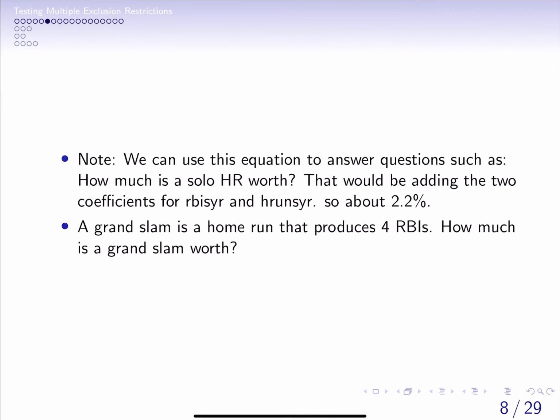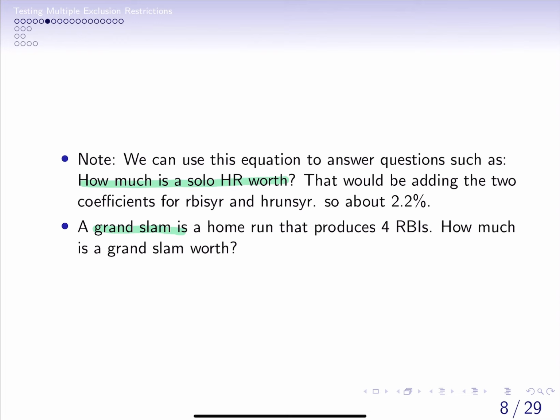We can also use the equation to answer questions like how much is a solo home run worth or what is a grand slam worth. But that requires more information on baseball, and I'm not assuming everybody's a baseball fan. But you can answer different questions, but we want to get to the F-test, so let's talk about that.